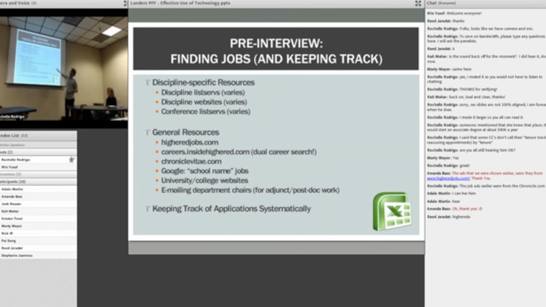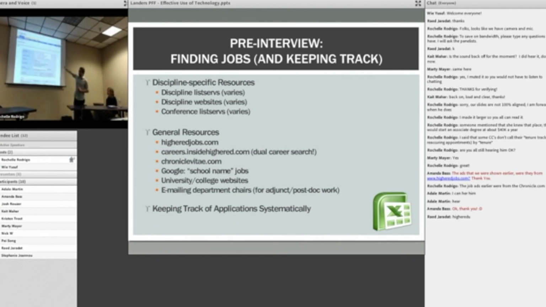The other piece of pre-interview finding jobs is keeping track of jobs. This is like a grad school search on steroids. You are looking for a lot of information when you look for a job. And just use Excel, seriously. Just create a spreadsheet, and keep track of every detail that you can find about these organizations, for reasons that will become obvious in a second.